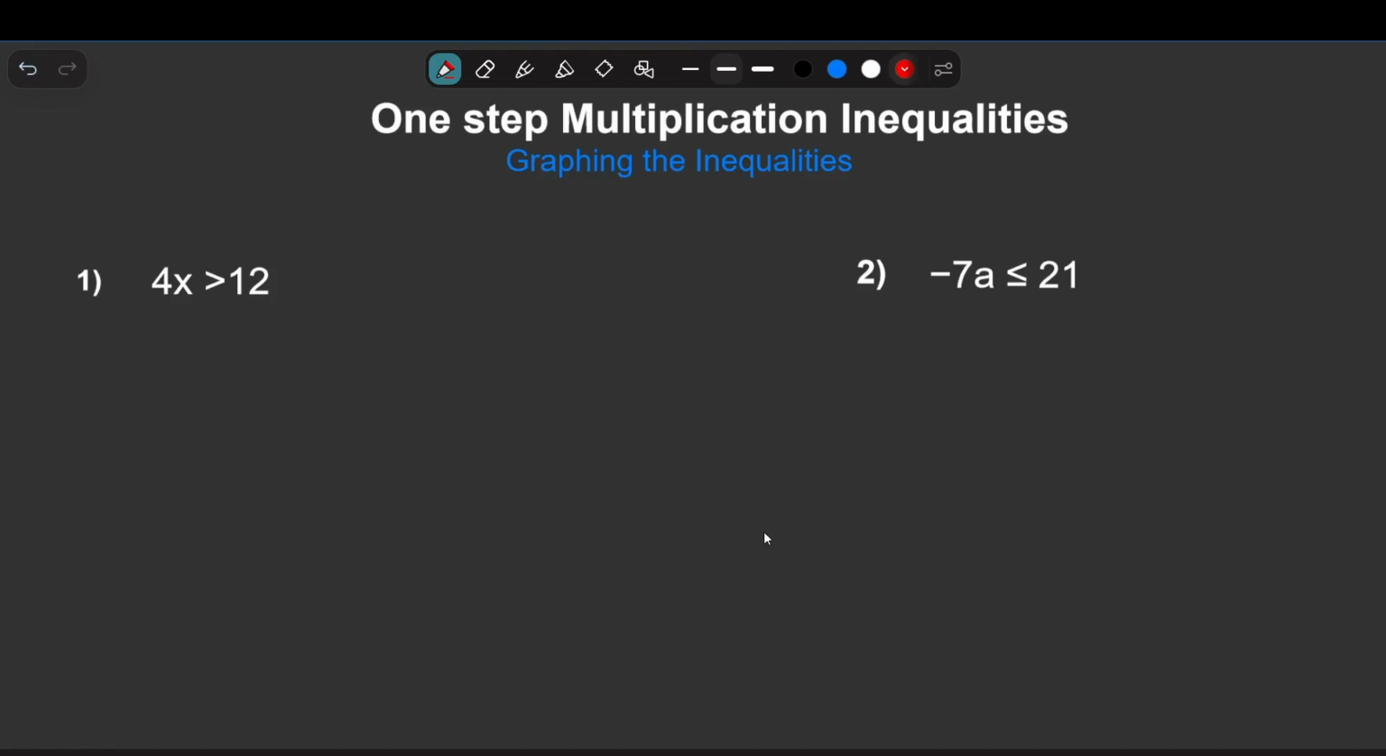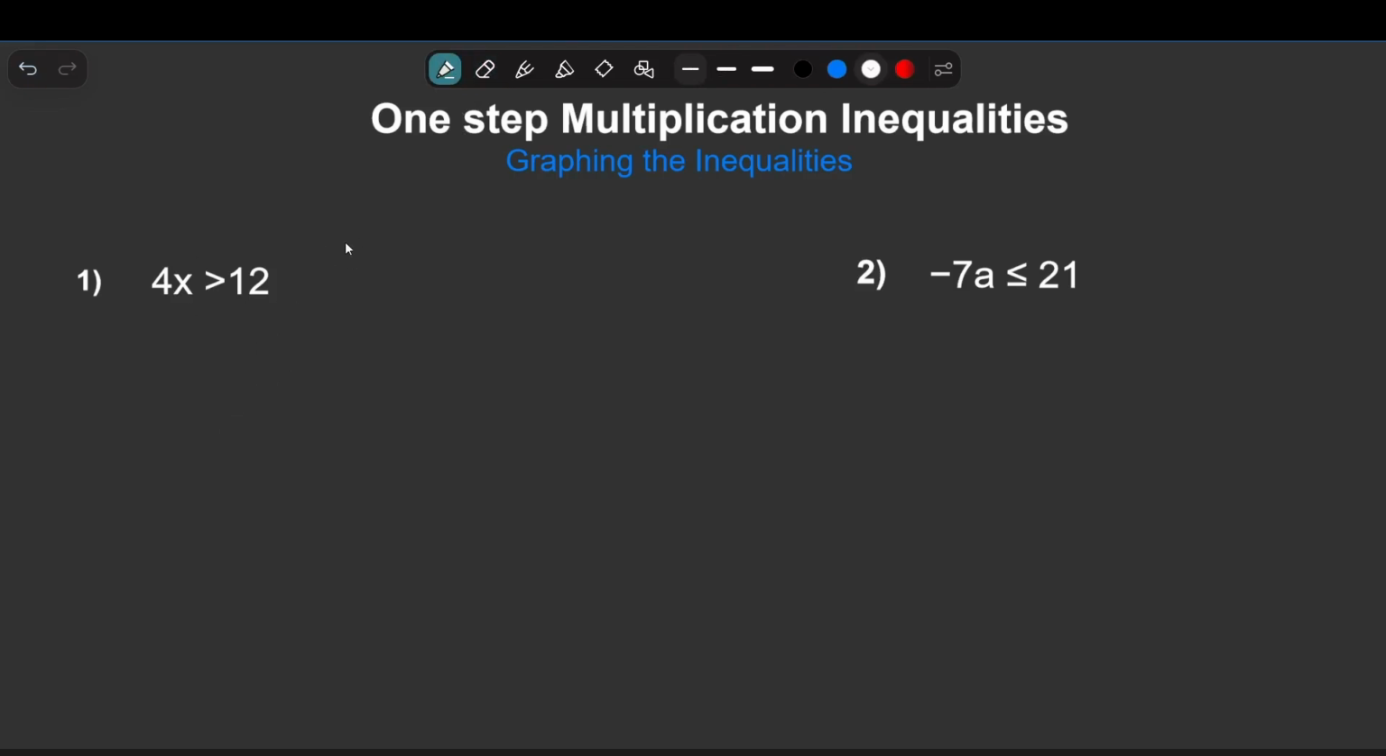Let's jump into number 1, where we have 4x is greater than 12. Well, when a number and a variable are right next to each other, that means we have to multiply. So this basically says 4 times x, but they don't write it like that, they just do it right beside each other.